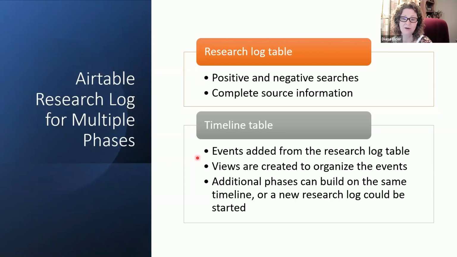and then we can add those events to the ancestor's timeline. So if you're doing multiple phases, you might start having a lot of events added to your timeline and a lot of sources added to your research log. So one of the things that we love about Airtable is that you can create new views to organize all of these events. So even if you are doing an additional phase and you're building on the same timeline, you can just keep using it and add these views so that you're looking at the specific information for whatever objective you've chosen.